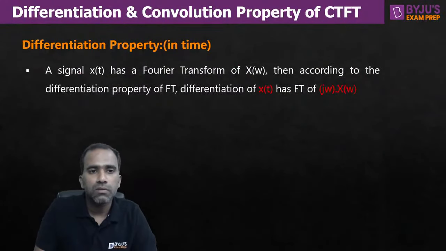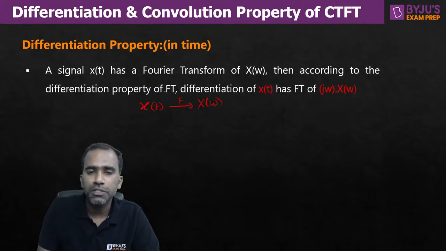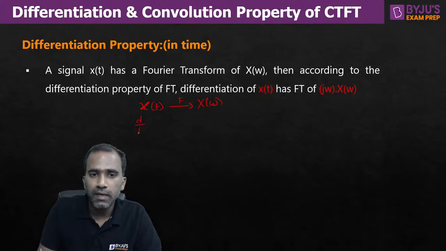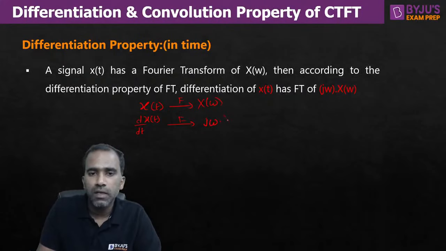Okay. So that I put it in a statement. A signal x of t has a Fourier transform of X of omega. Let me write it. x of t is having a Fourier transform of X of omega. It means you know a signal and its Fourier transform. If you know that, then according to the differentiation property of Fourier transform, differentiation of x of t, which means d by dt of x of t, has a Fourier transform of j omega into capital X of omega.